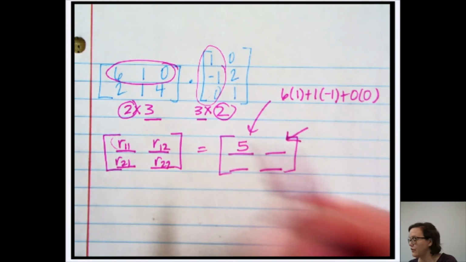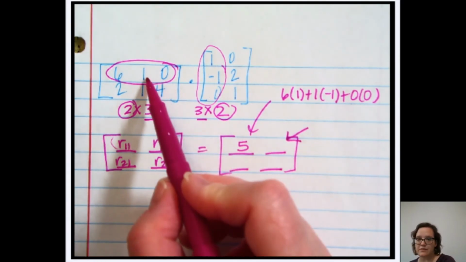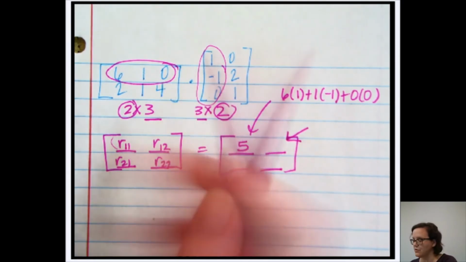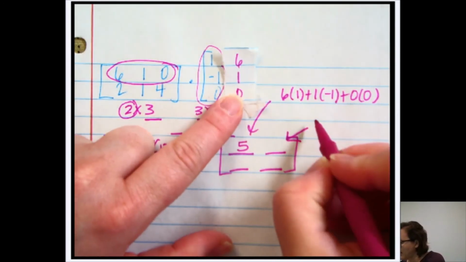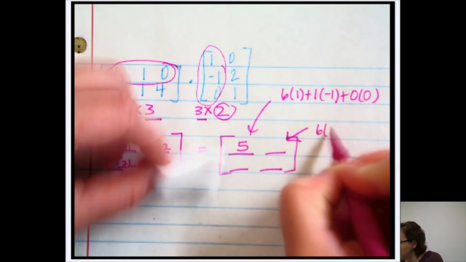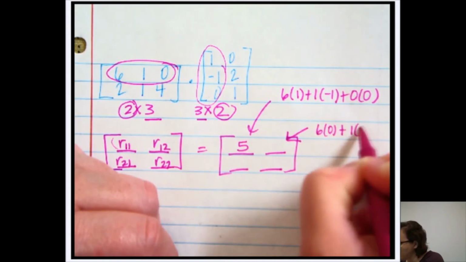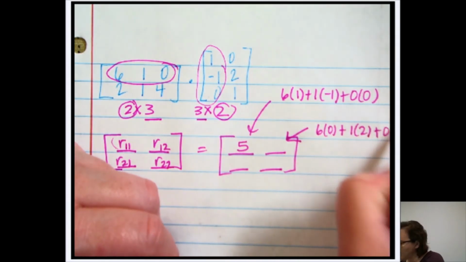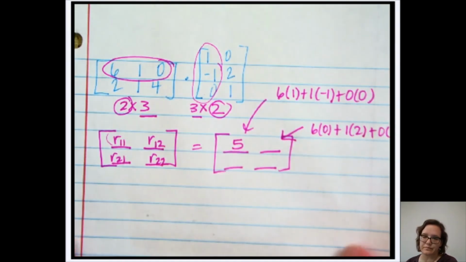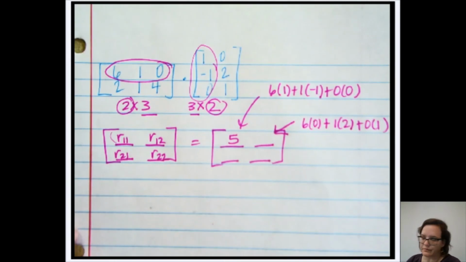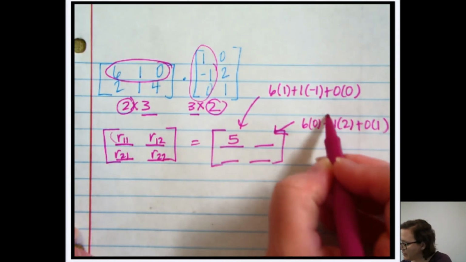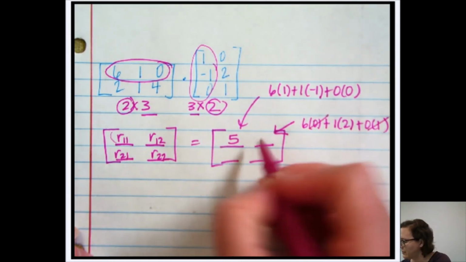First row, second column. So I still take that 6, 1, 0, but now I do it with the 0, 2, 1. So I'm going to have 6 times 0 plus 1 times 2 plus 0 times 1. So we get 0 and 0 and 1 times 2, which is 2.